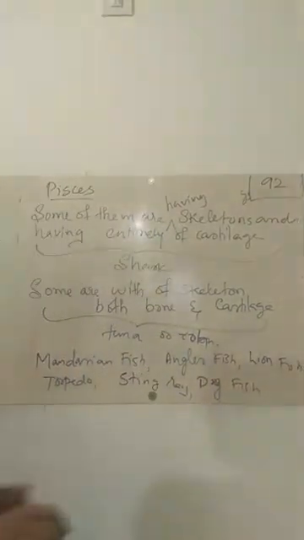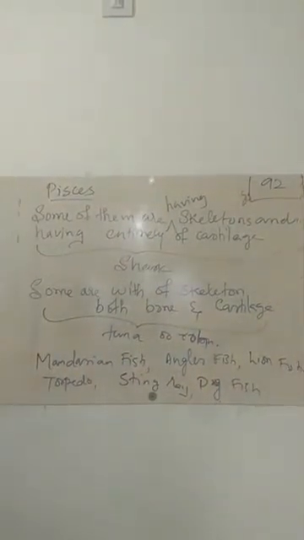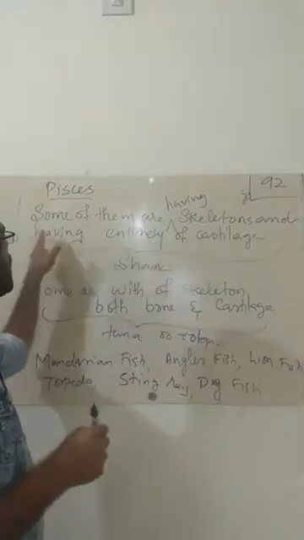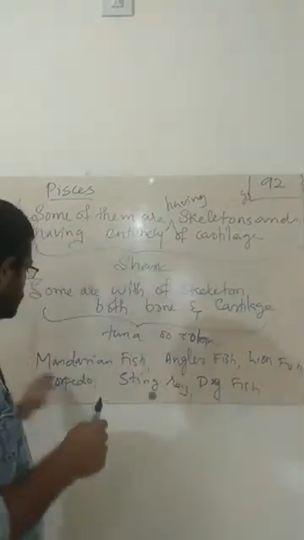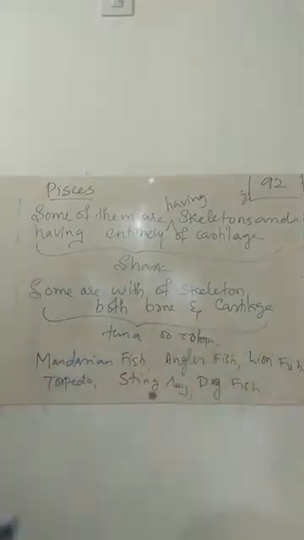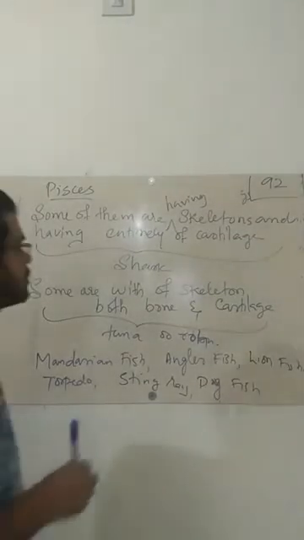These are examples of this one. Some of them have skeletons made entirely of cartilage. That is this one: manta ray, anglerfish, lionfish, torpedo, stingray, dogfish. And some of them have both bone and cartilage. For that, the examples are rohu and seahorse.